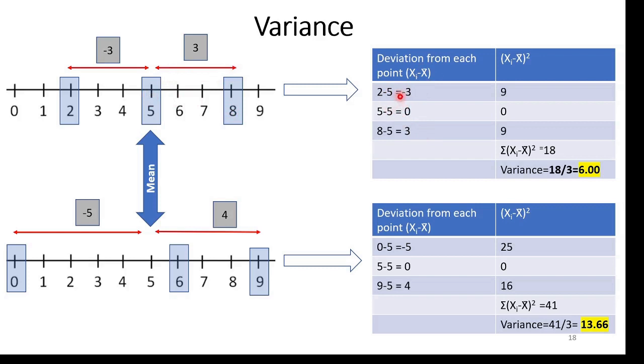So we calculate the variance by first subtracting the mean from each of the data points: 2 minus 5, 5 minus 5, 8 minus 5, and then square it: 9, 0 and 9, and then find the mean of this summation: 18 by 3, that is 6. So the variance for the first data set is 6 and for the second data set is 13.66. So we can see that the variance is capable of distinguishing between these two data sets.